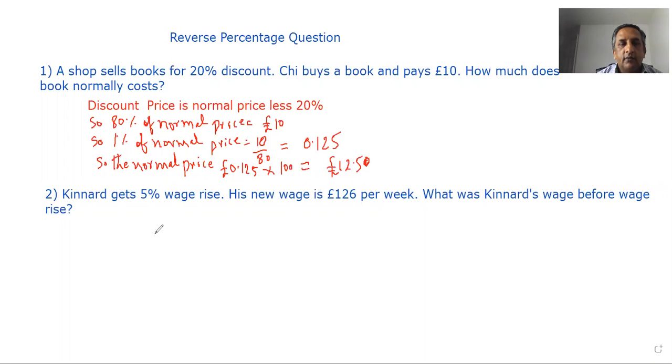Now I'm going to answer question number 2. It says Kennard gets a 5% wage rise, and his new wage is £126 per week. So this is the wage after the wage rise of 5%. So what was Kennard's wage before the wage rise?